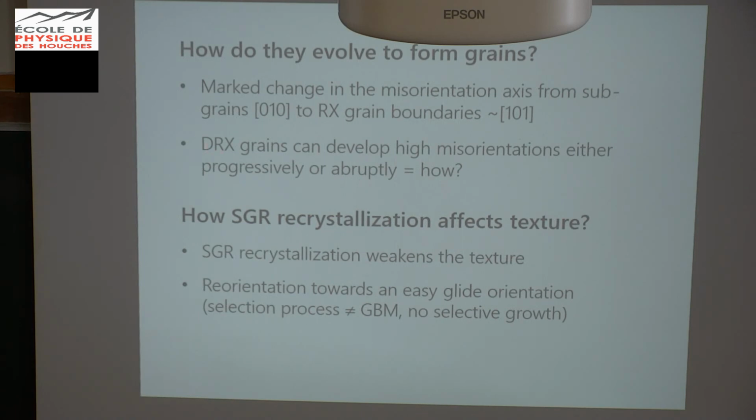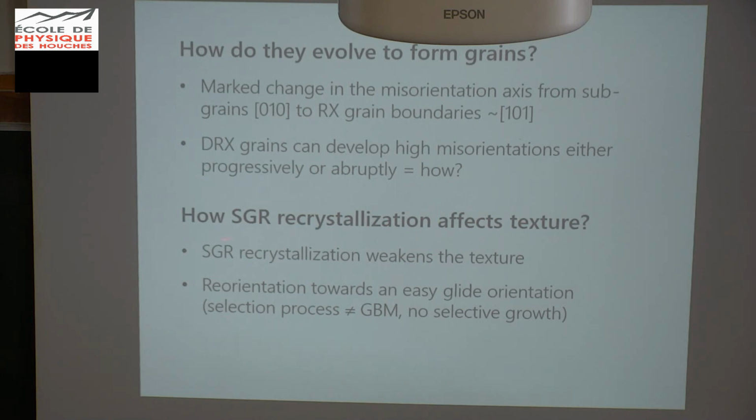Recrystallized grains can develop high misorientation, either progressively or abruptly, and the progressive ones are easy to explain by accumulation of subgrain boundaries, subgrain walls, but we do not have a clear picture yet about how the abrupt ones are produced.